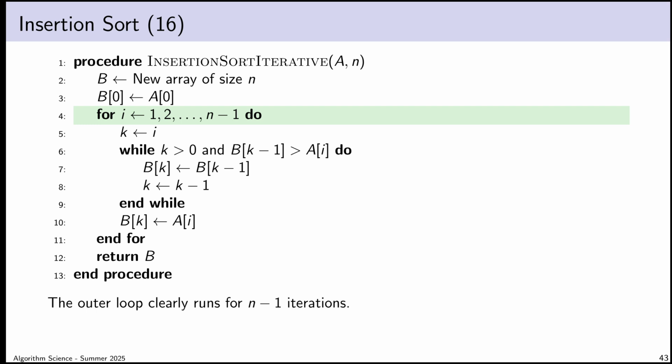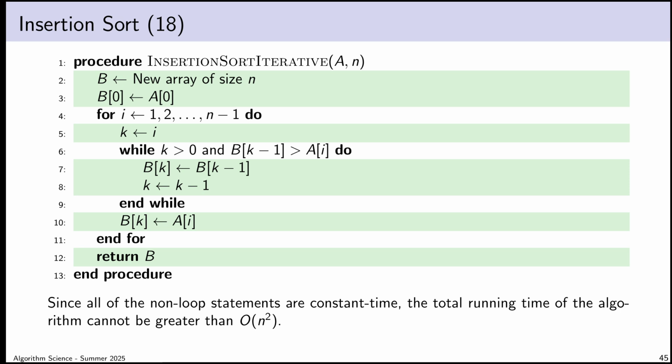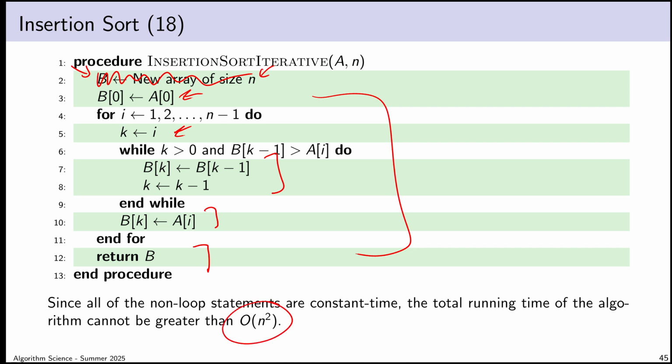So the outer loop runs for n minus 1 iterations, that's obvious. The inner loop cannot run for longer than n iterations. And that means that combined, and I mean everything else, okay, this isn't constant. That's actually incorrect. But this is constant, this is constant, this is constant. So those don't contribute to the n versus n squared thing. Although line 2 actually does take big O n time, that doesn't matter too much because we know we're working with an n squared for the outer and inner loops. So the total running time of the algorithm cannot be greater than n squared. So it's definitely big O of n squared.